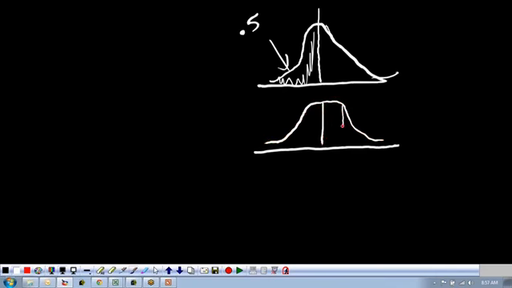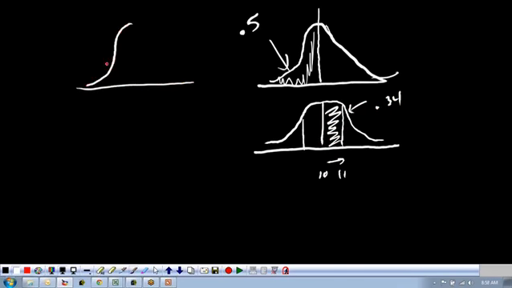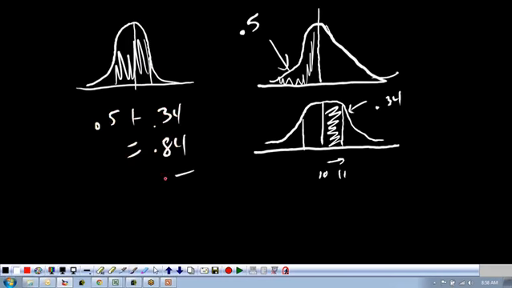We also know that within plus or minus 1 standard deviation from the mean, which was 10, and this is 11, so that's 1 standard deviation, we know that's 68%. So if the total here is 68%, this must be 34%, or 0.34. So our answer for the whole thing, less than 11, must be 0.5 plus 0.34, and that's equal to 0.84. So in this case, we could actually check it, and it gives us the answer we're looking for.